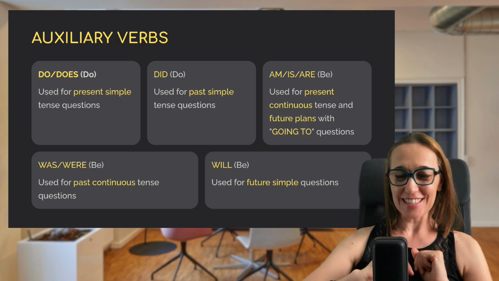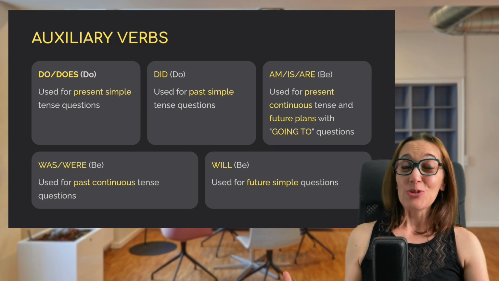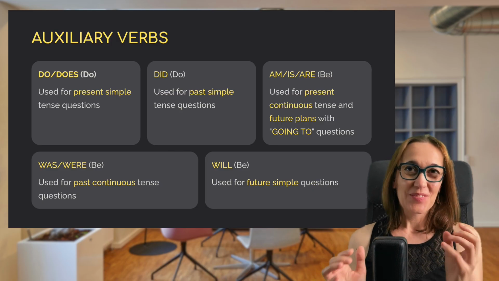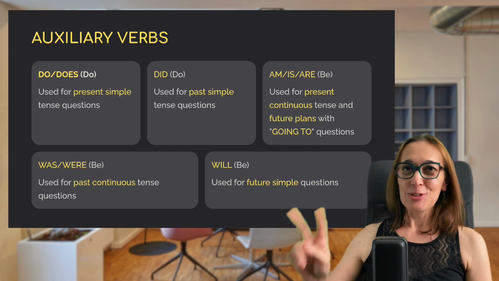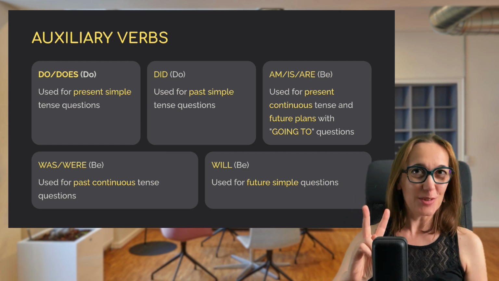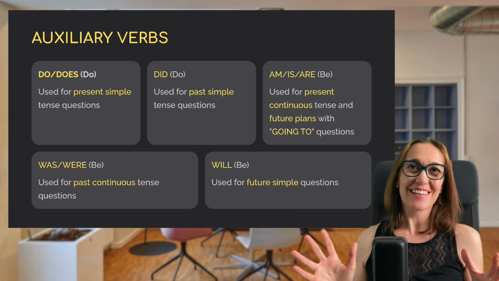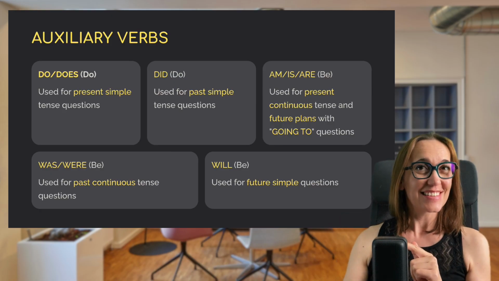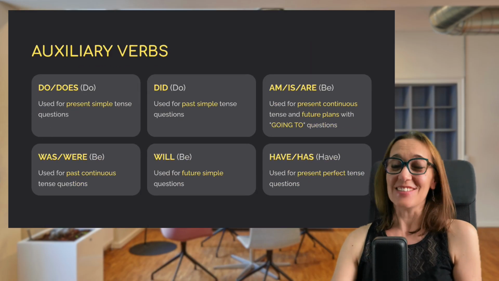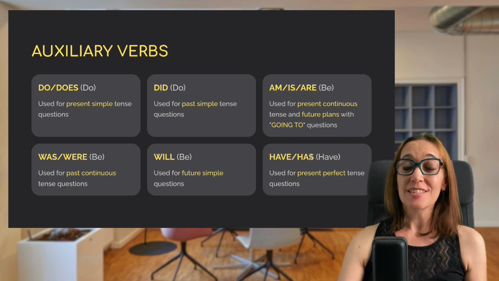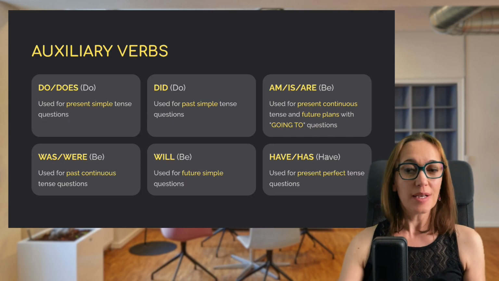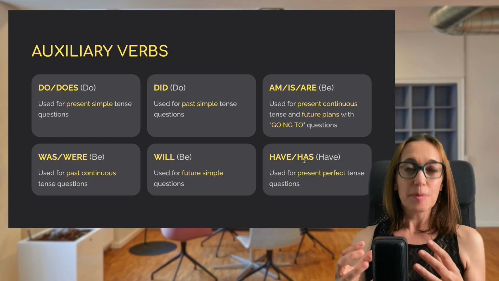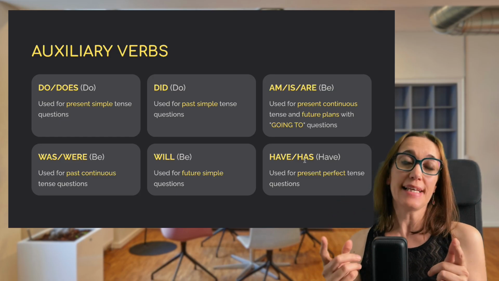Let me introduce it to you. You know what? I have almost forgotten to show you two more auxiliary verbs. I mean, two more helpers. Oh my God. And they are, guess, have and has. They are the present simple forms of the verb to have. And these helpers, have and has, help us build questions in present perfect tense.